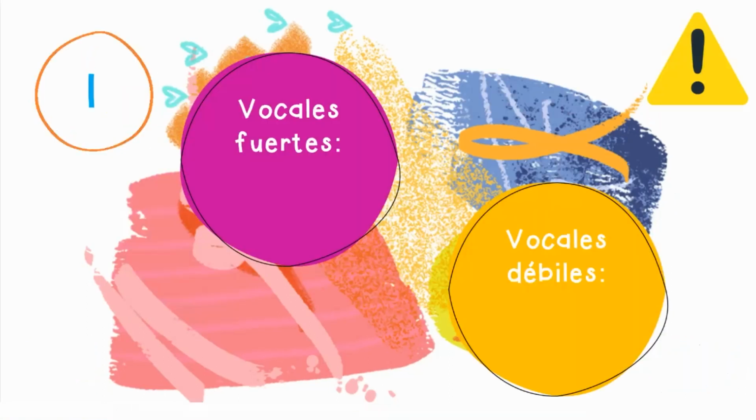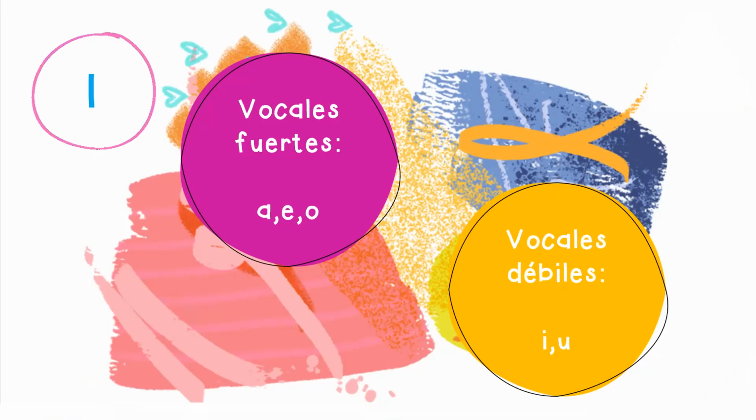Before we continue, in Spanish we have two types of vowels. We have vocales fuertes, strong vowels, and vocales débiles, weak or soft vowels. Vocales fuertes: a, e, o. Vocales débiles: i, u. Remember this information, you will need it for the following part.